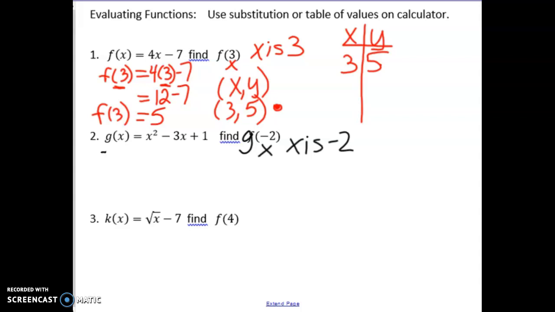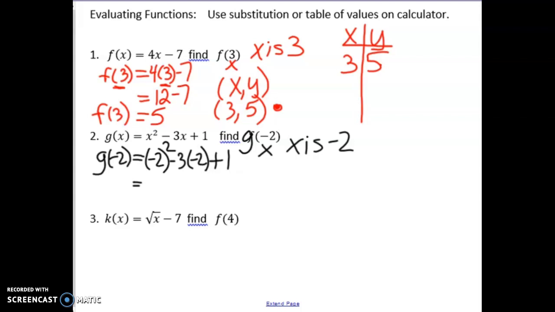So I'm going to go back and put in negative 2 wherever I see x. Now this one has an exponent, so be careful. I need to put parentheses around what I'm substituting. So negative 2 in parentheses, minus 3 times negative 2. Again, wherever there is an x, I'm using negative 2 for this particular problem. And after that, it's order of operations again.